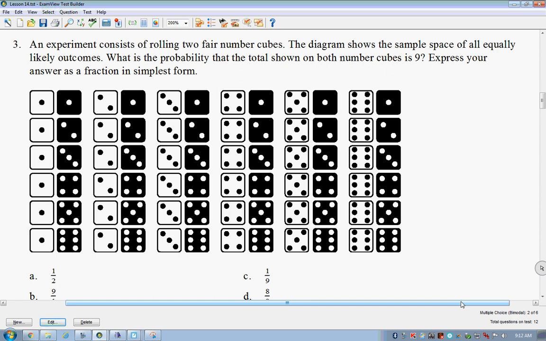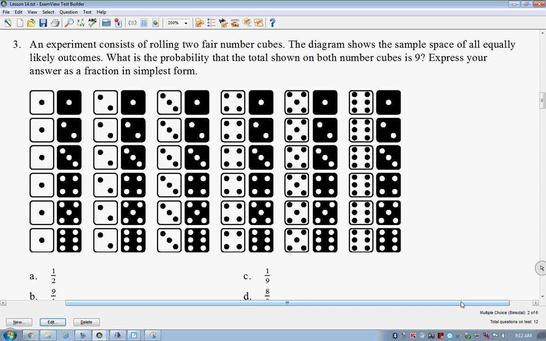All right, here we have an experiment that consists of rolling 2 fair number cubes. The diagram shows the sample space of all equally likely outcomes. What's the probability that the total shown on both number cubes is 9? Write your answer as a fraction in simplest form. All right, well, let's look at this.